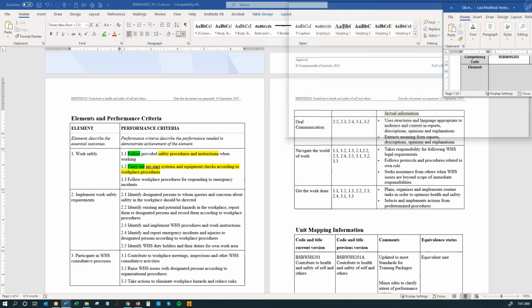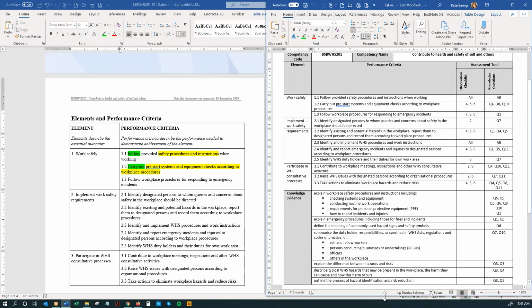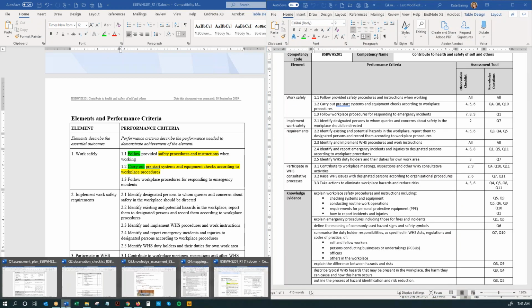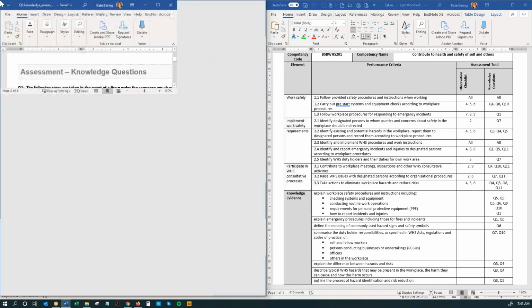So I'm going to split screen it and just show you some examples of this as we go. So if we go back to our knowledge assessment and we look at the actual questions that we have written.